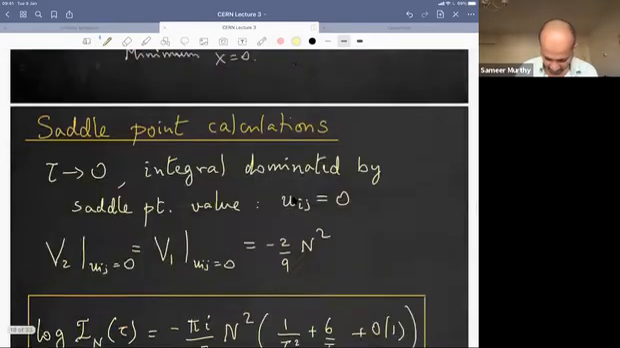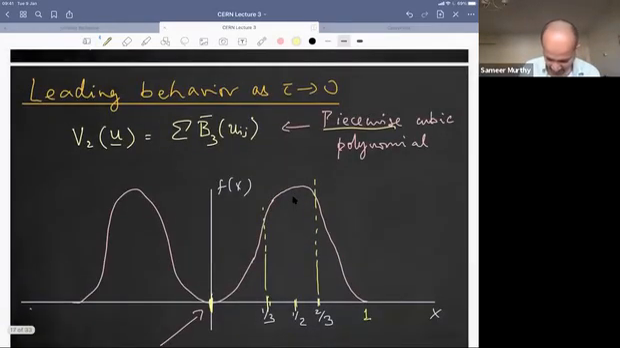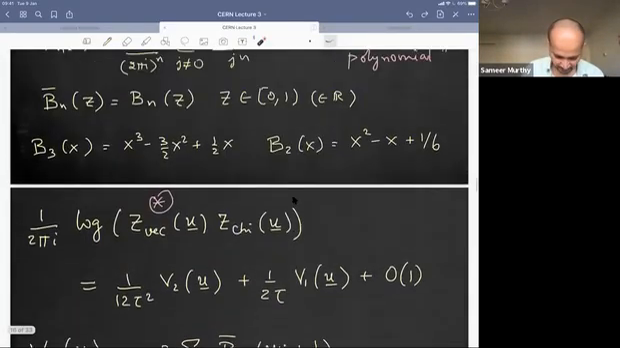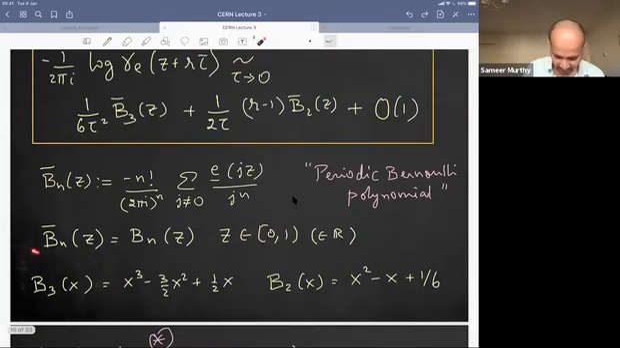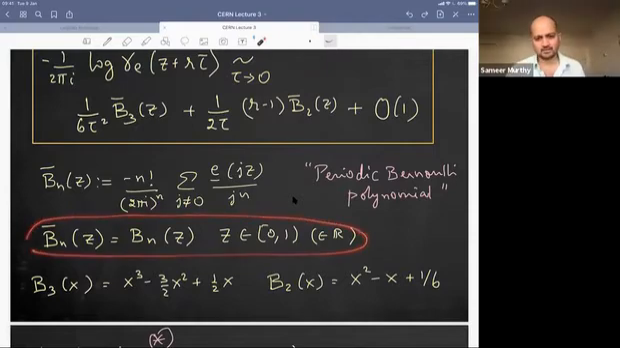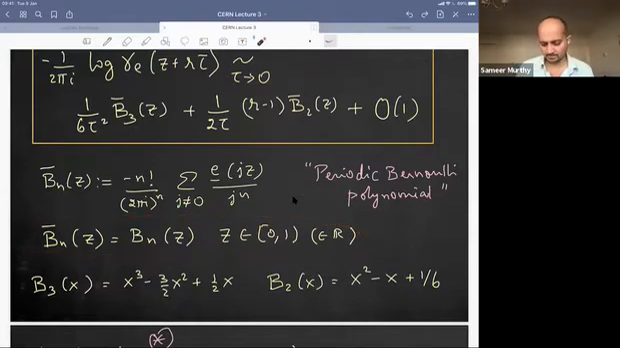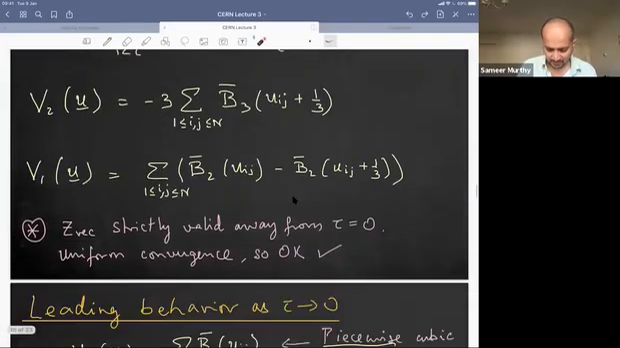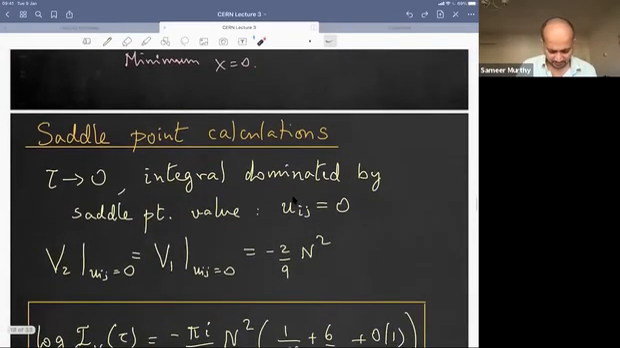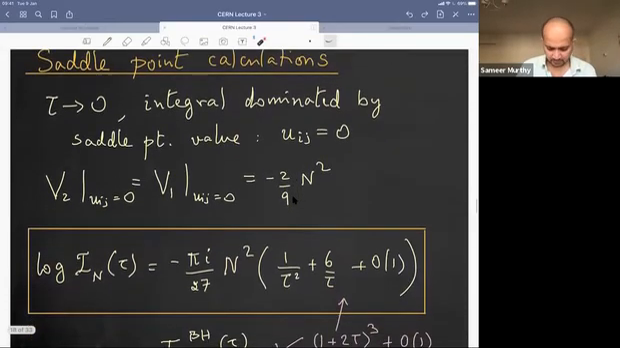So 0 to 1 is where it's cubic. If you look at my Bernoulli function, here it is. It's defined like this, and then you make it periodic. Very good. Any other questions?